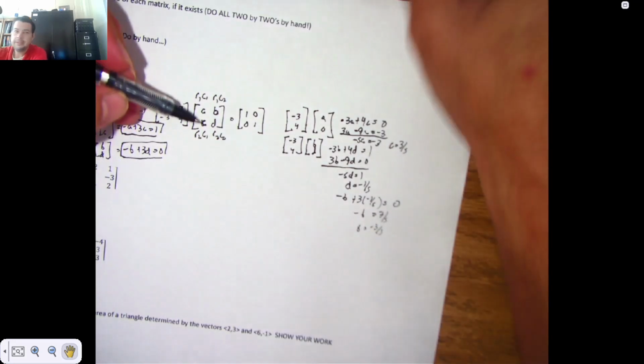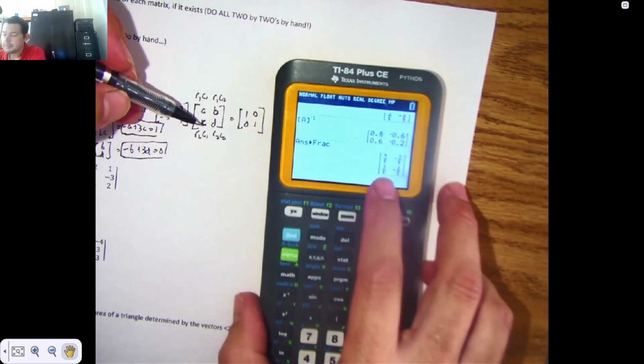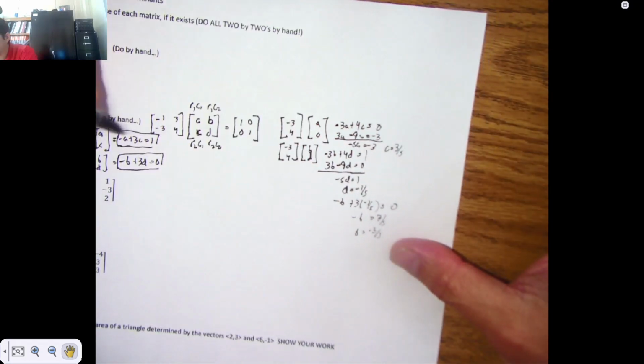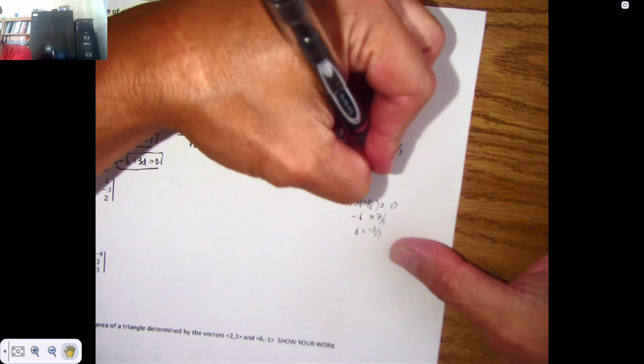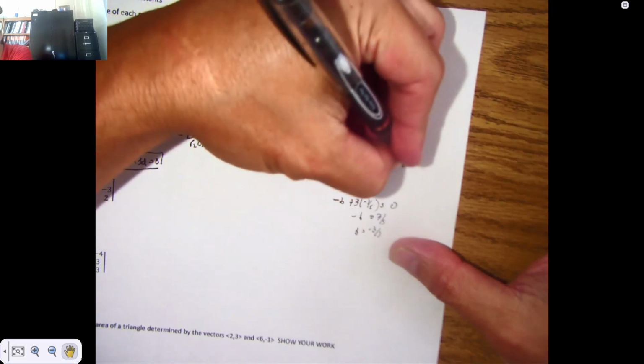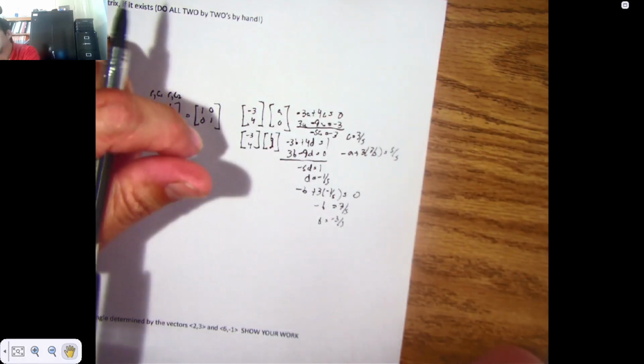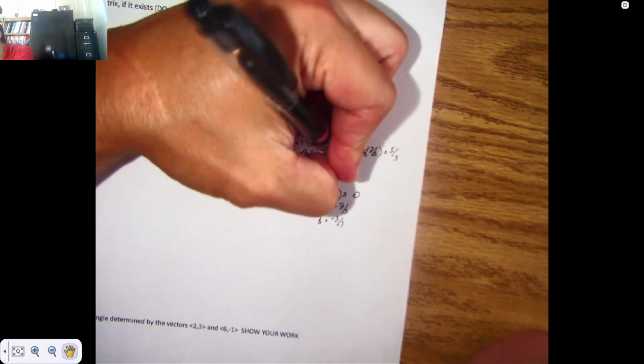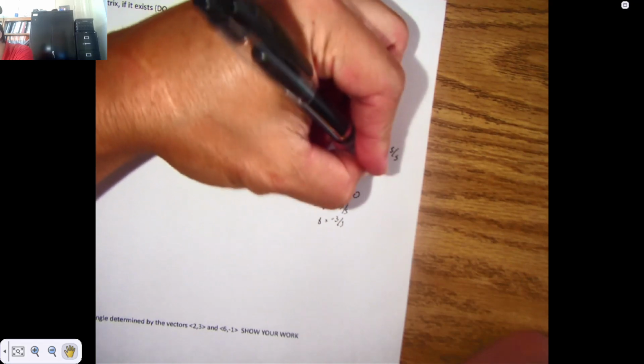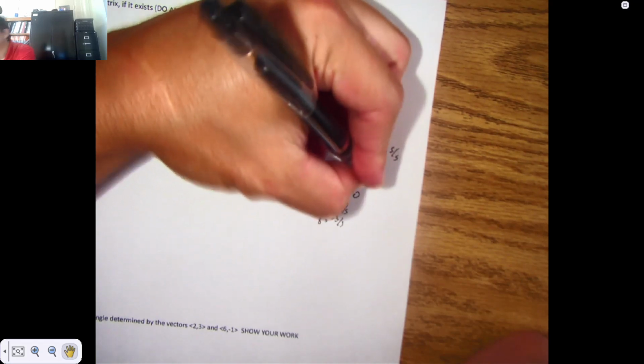and C is right here. Calculator says I'm right, so I'm probably going to get A correct. And I'm going to plug into this guy right here. Negative A plus 3 times 3/5 is a 1, which is 5/5. 3 times 3/5 is 9/5. 5/5 minus 9/5 is negative 4/5. That means A is 4/5.